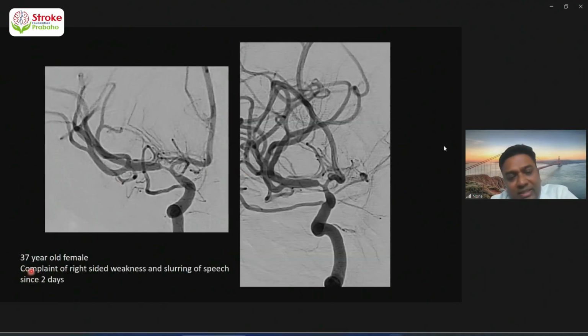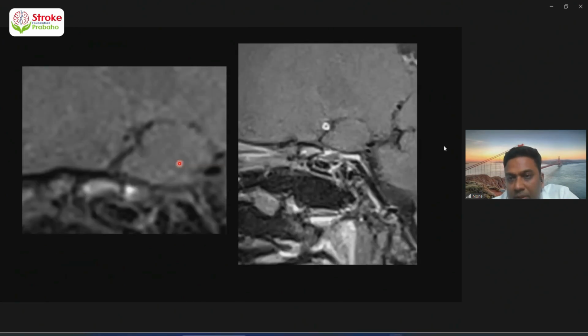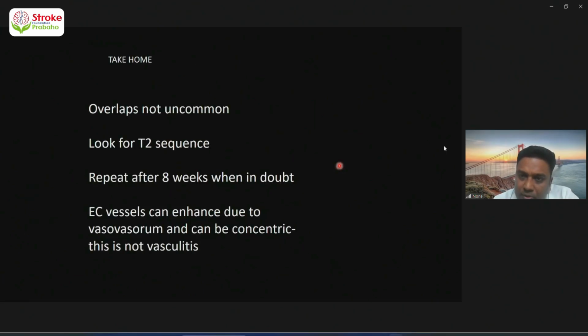Now looking at this 37-year-old female, with right-sided weakness and slurring of speech since 2 days. If you see, there is terminus involvement, M1 and A1 involvement. Now looking at this imaging here, there is clear thickening of the wall of the artery, which is circumferential and very avid enhancement, almost that of a pituitary stalk. There is no doubt here. It was reported as focal cerebral arteriopathy.